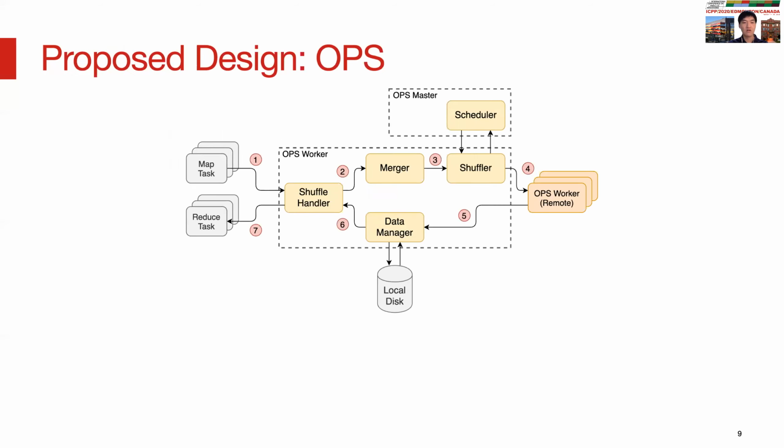Our solution is called OPS, an optimized shuffle management system. This is the basic workflow of our design, and it is mainly divided into 3 phases.